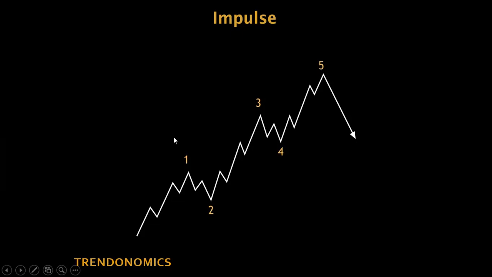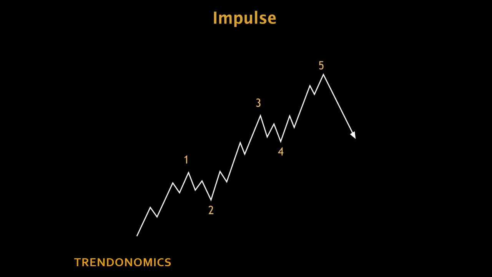You would see a five waves rally unfolding in a bull market and a three waves correction followed after a five waves rally. And this pattern goes on over the number of years. In an impulse or a motive wave, there are basically three rules.